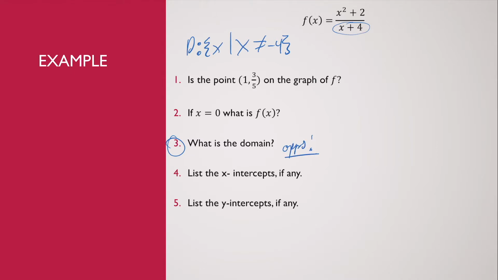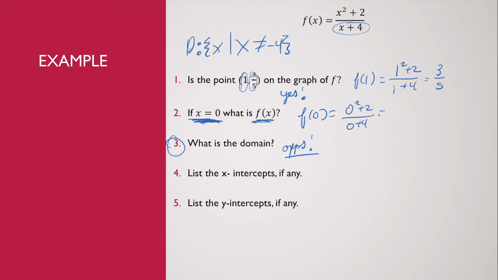So the first thing I want to know is: is the point when x is 1, y is 3/5 on the graph of f? What we're always going to want to do is substitute in our x value and solve for y. So if I have f of 1 equals 1 squared plus 2 over 1 plus 4, that gives me 3/5, which is our y value. So yes, this point is on our graph. What if I want to know what f of x is when x equals 0? We do the same thing. F of 0 equals 0 squared plus 2 over 0 plus 4, which equals 2/4 or 1/2. Always remember to simplify all fractions.